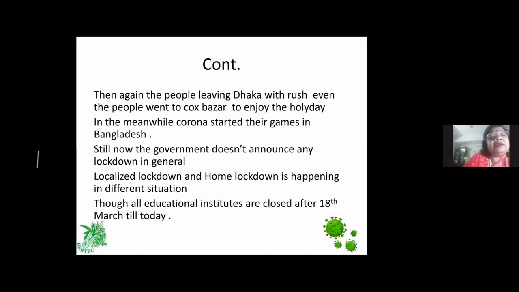Till now, the government does not announce any general lockdown. Localized lockdown and home lockdown are happening in different situations, though all educational institutes have been closed from 18th March till today.